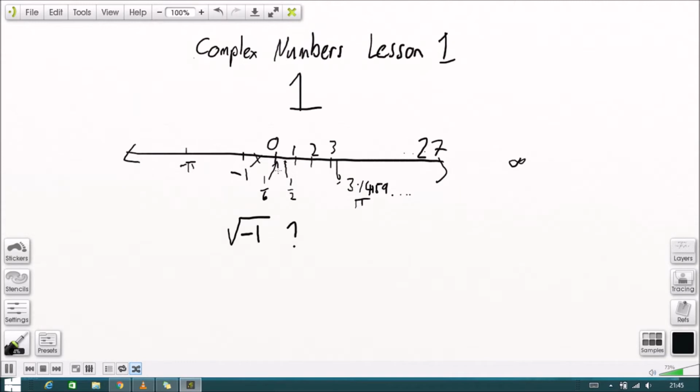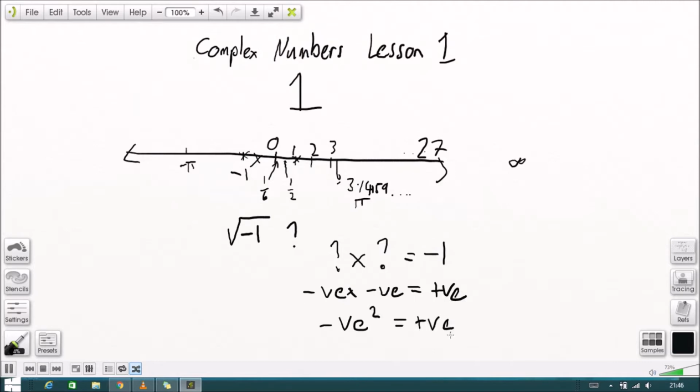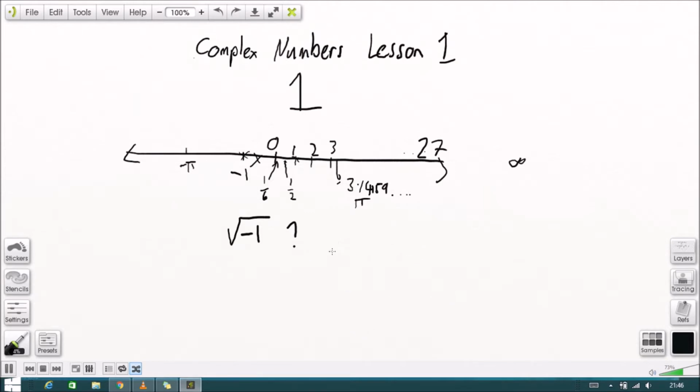What about the square root of negative 1? It doesn't go at negative 1 or 1, it doesn't go there. You need to think, what number times itself gives you negative 1? Well, a negative times a negative is a positive. So a negative number squared is a positive number. What number times itself gives you a negative number? What is the square root of negative 1?